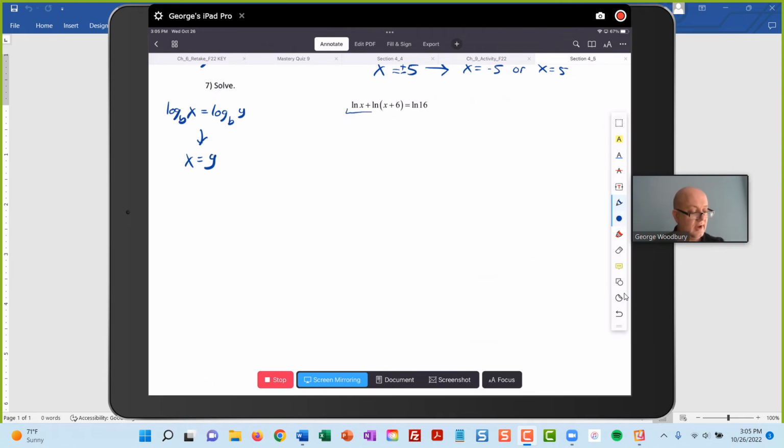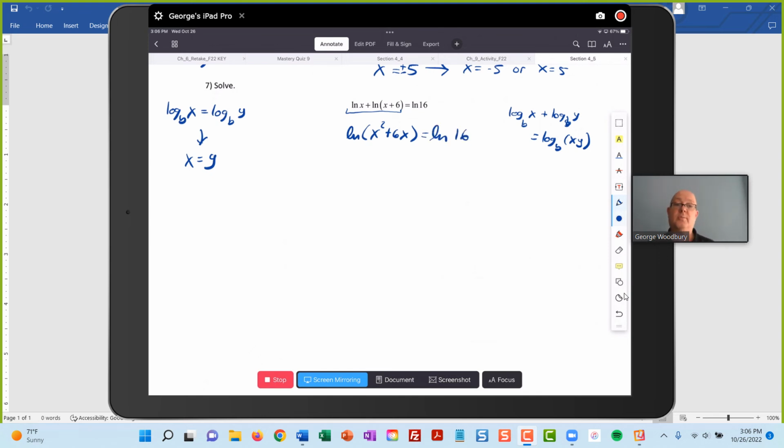Also on the left-hand side, we haven't seen this yet, but we have two logarithms that we can combine. We're going to use this rule that says log base b of x plus log base b of y equals log base b of their product, x times y. So here, I can multiply x by x plus 6, and that becomes ln of x squared plus 6x, and that is equal to ln of 16.